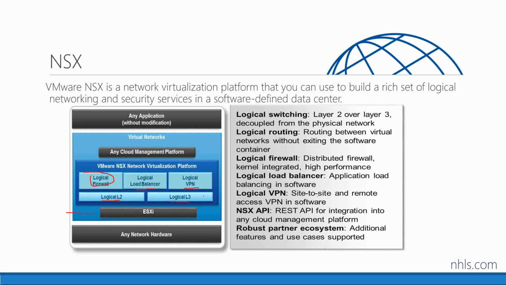Now, if you look way up at the top of that diagram, it says any application without modification. When you look inside your VMs and you look at the applications that are running on there, as far as those VMs are concerned, and as far as those applications are concerned, they see an IP address, they're connected to the network. They've got no idea that all this magic is going on in the hypervisor that we're going to talk about.